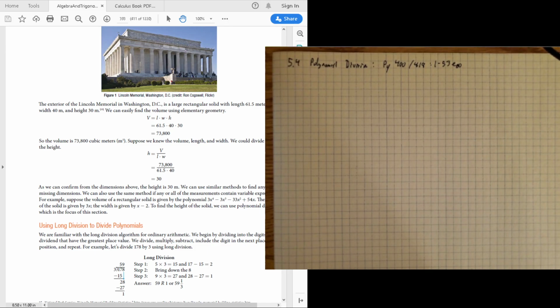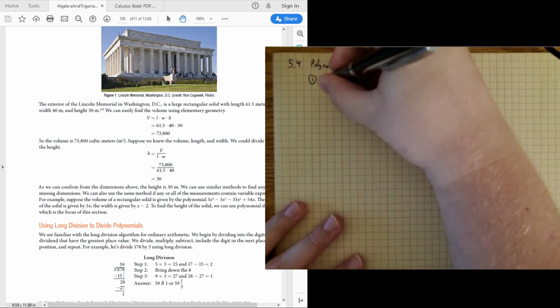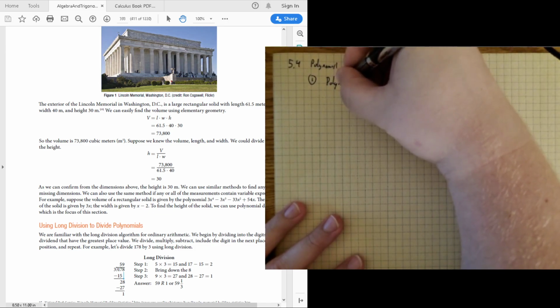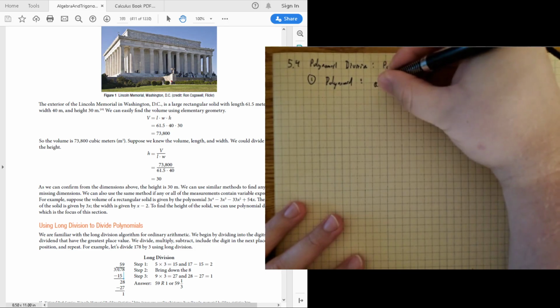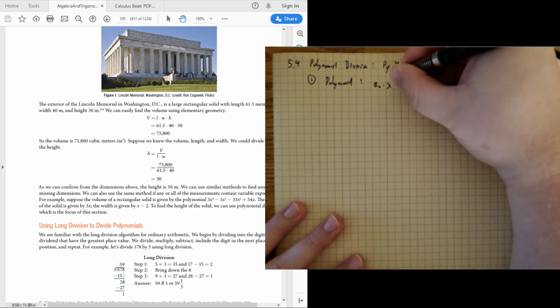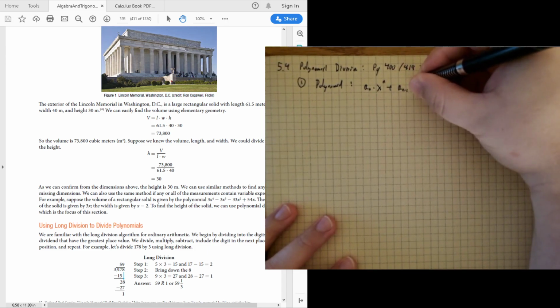So to showcase how this process works, I'm going to showcase some of how your book does it by looking at a previous topic, division of numbers, and then showing how that relates to polynomial division. So first of all, let's define some things here. Number one, remember a polynomial is any function where you have a coefficient times a variable to a power being added to other coefficients times variables to other powers. These are polynomials.